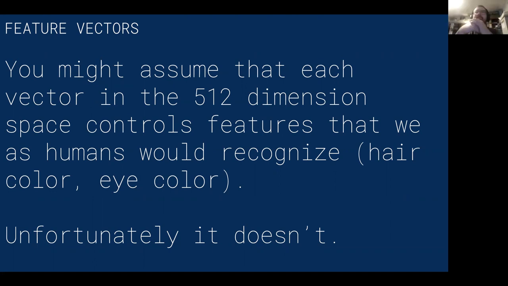And if you're like me, when you first get into StyleGAN, you're like, oh, those 512 dimensions must be a feature vector, right?